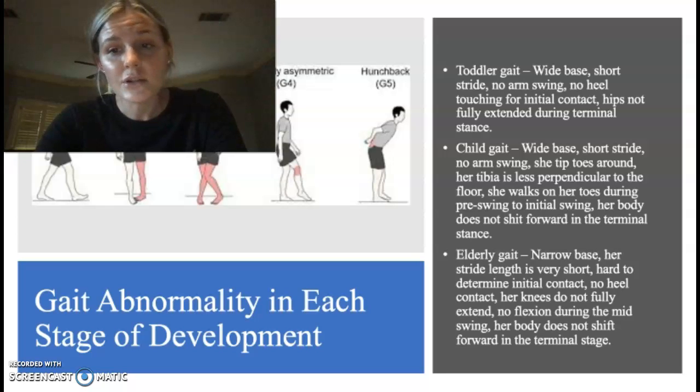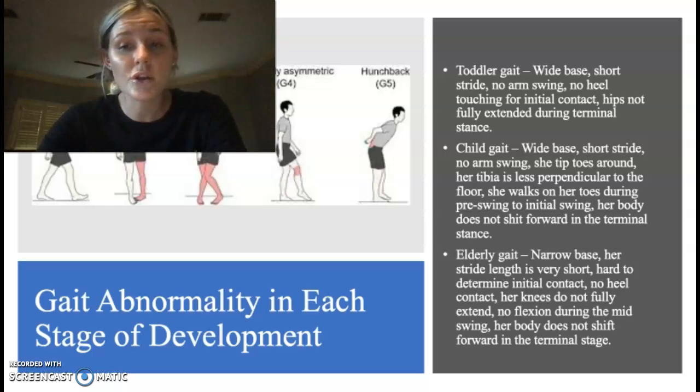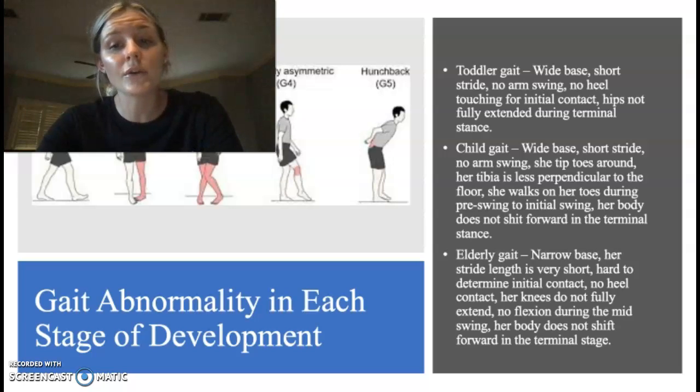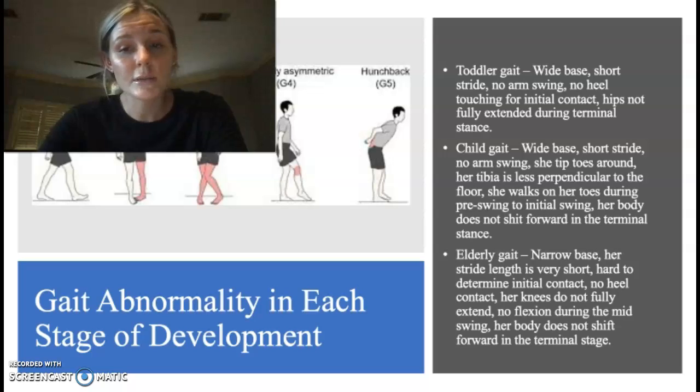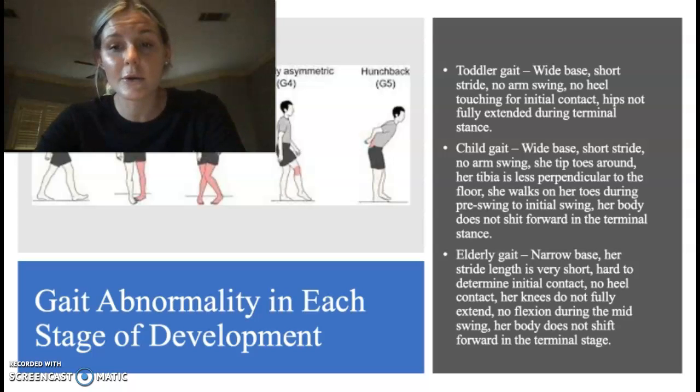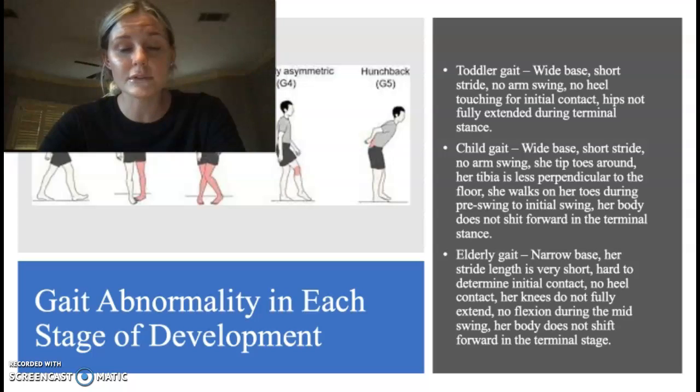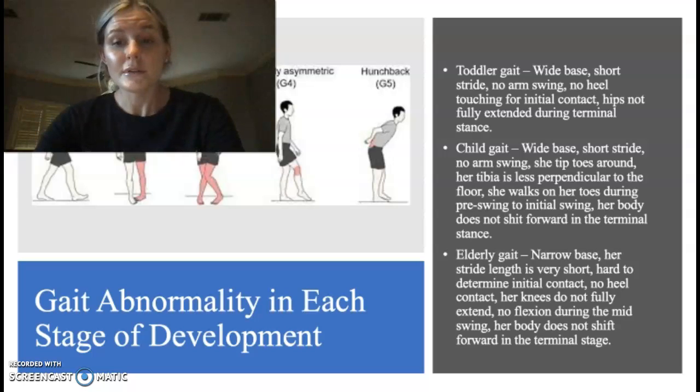And then as far as the child gait, she has a very wide base. She has really short strides. There's no arm swing. She tiptoes around. Her tibia is way less perpendicular to the ground. She walks on her toes during the pre-swing to the initial swing, and her body does not shift forward to the terminal stance.